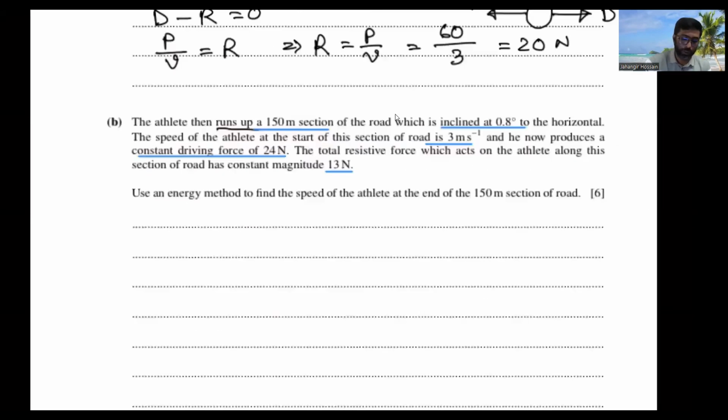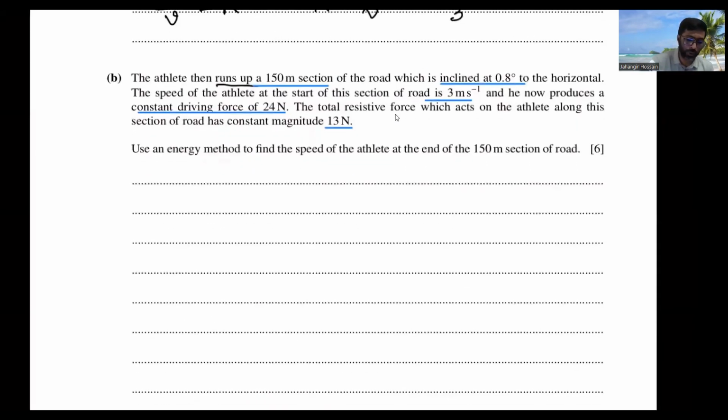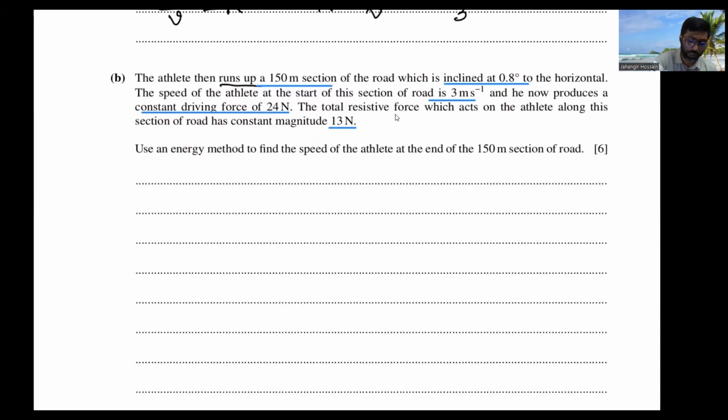So let's represent this information on a rough diagram. And if you draw the diagram, things will be very clear. Now, this is horizontal ground. This is the inclined section of the road, whose inclination is 0.8 degrees. And the athlete starts at the bottom of the road. Its speed is 3 meters per second.